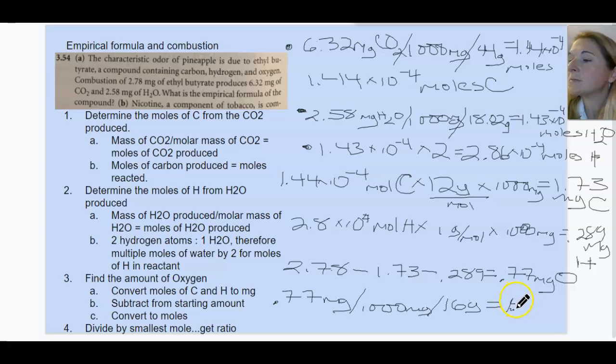Whoa, that's messy. Let's do that again. 4.8 times 10 to the negative 5th moles of oxygen. Okay, hold on. I just can't leave it like that. Let's see. No, that wasn't the eraser. This is the eraser. Ooh, that's going to be big. A little better. Whew. Messy, messy.